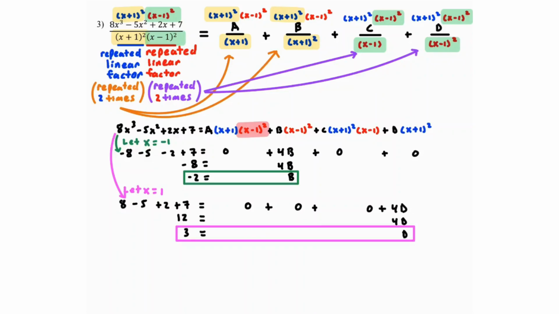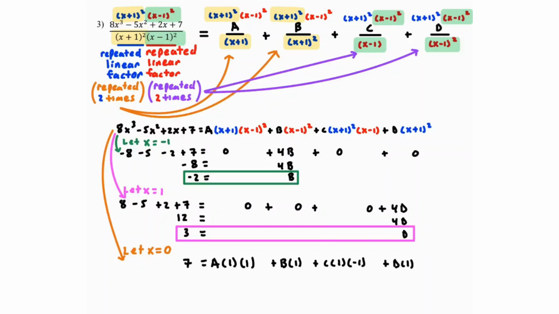Alright, since we have no more factors to choose, we're going to choose any x values we want. Let's choose x equals 0 since we haven't used it yet. With x equals 0, substitute in, simplify, we get 7 equals A times 1 plus B times 1 plus C times 1 times negative 1 plus D times 1. Simplify this, we get 7 equals A plus B minus C plus D.